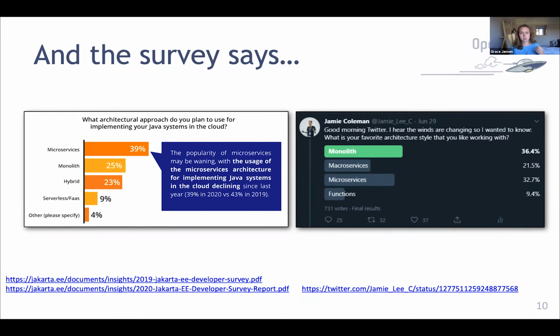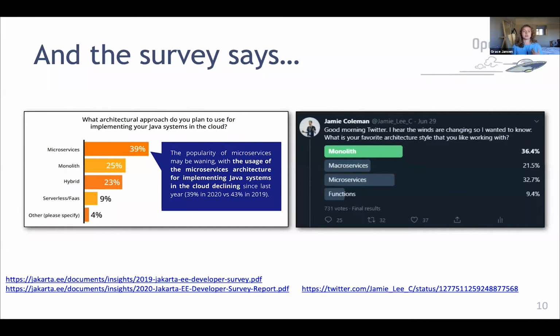And there's also a poll here on the right-hand side that my colleague Jamie did. And you can see here that monoliths and microservices have a fairly even interest rate from the people that were surveyed in this poll. And actually macroservices, even though it's quite a new term and a new architectural style, is still quite high in terms of the amount of interest in this type of architecture.